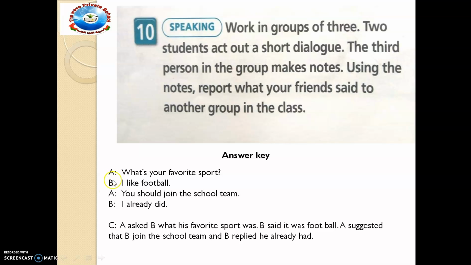Okay, these are the 2 students, A and B. A: What's your favorite sport? B said, I like football. A said, you should join the school team. B said, I already did. Now C, remember, C wants to use the notes, then report what your friend said to another group in the class. C reporting it now: A asked B what his favorite sport was. B said it was football. A suggested that B join the football team, and B replied he already had. Did you get that right?